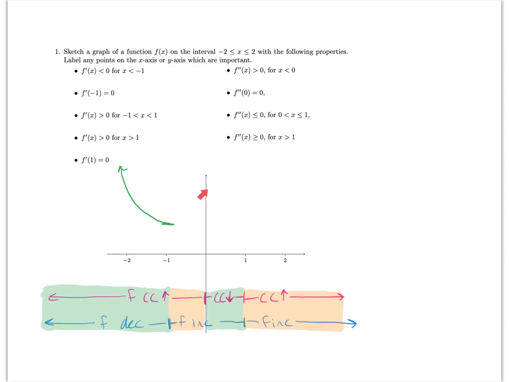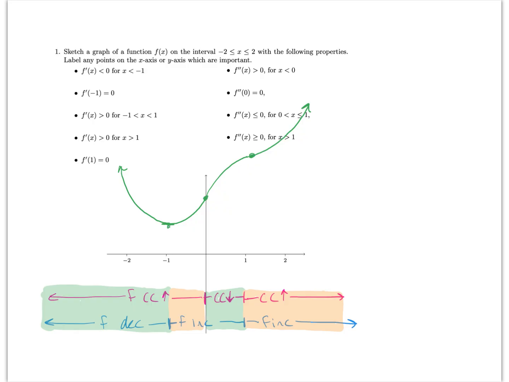And f double prime of 0 is 0. So, well, let's just see. Concave up and increasing. It's going to go up and increasing like that. Then in this region, we are still increasing, but concave down. And then from 1 on, we are going to be concave up and increasing. So continue increasing, but switch to up like a cup. So it looks something like that.